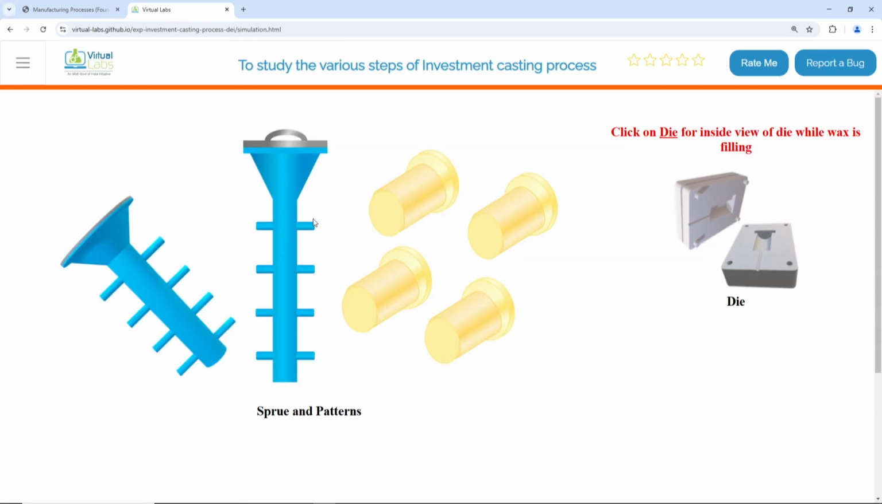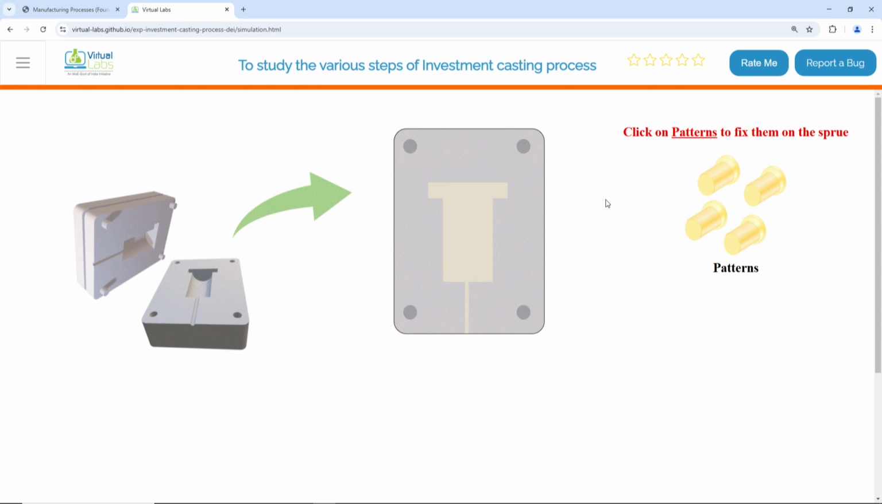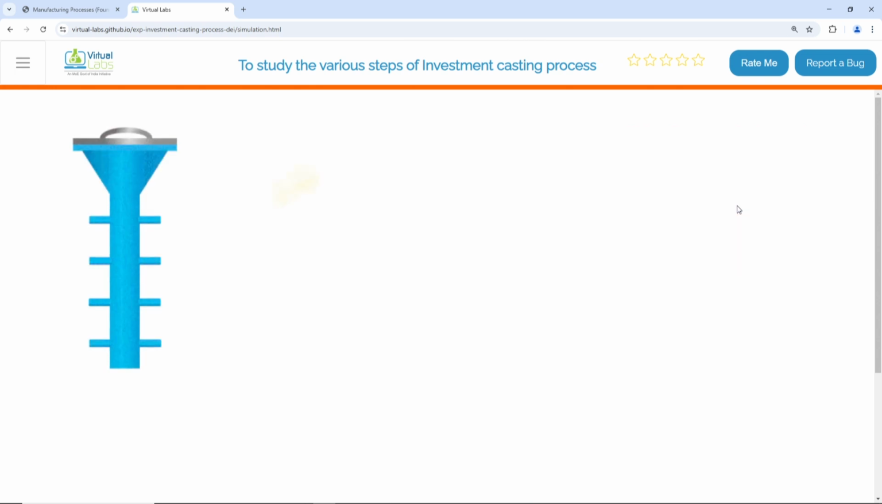Now, the apparatus is being shown here. We have the apparatus, that is the furnace, the metal die, and these are the final castings that we will be having there. It says click on die for inside view of die while wax is being filled. I click on the die, and this is the inside view of the die, where the wax is being filled here, right.